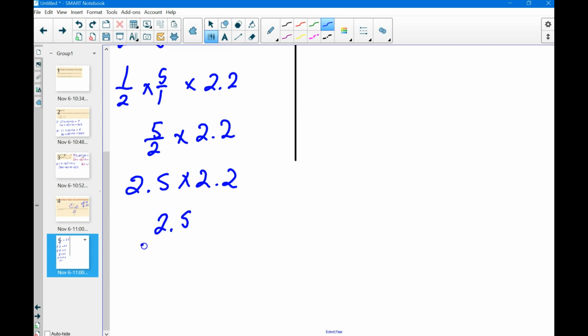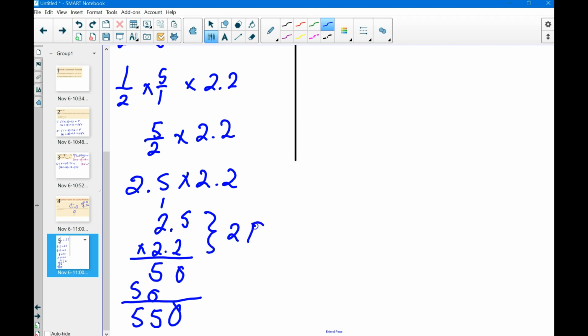And we have 2.5 multiplied by 2.2. 2 5s are 10, 0, and carry 1. 2 2s are 4, 1's 5. And 2 5s are 10. Carry the 1, 2 2s 4, 1's 5. Add them together, we get 5, 5, 0. We have 2 decimal places, so we put a decimal in right here. And we're done. Sounds good.